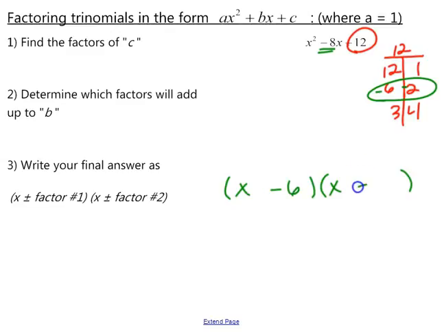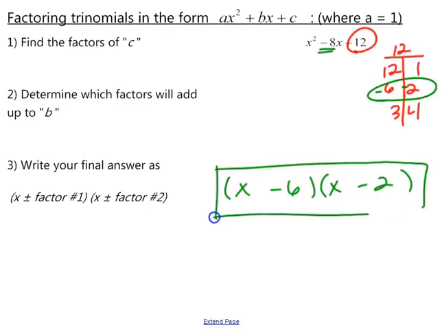Negative 6, negative 2, and that's it. And again, if you want to double check to make sure you did it correctly, just FOIL this, and then you should end up with our original problem.